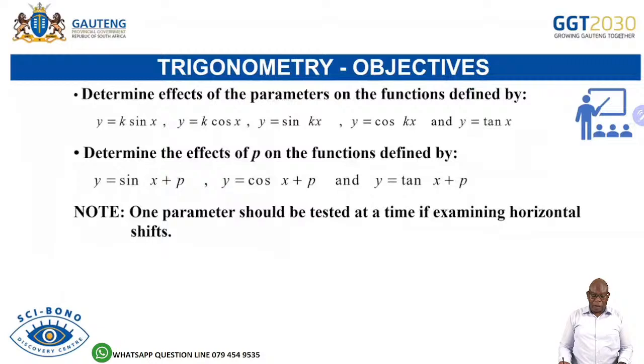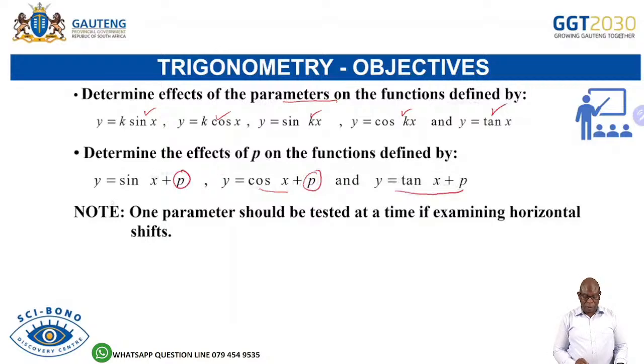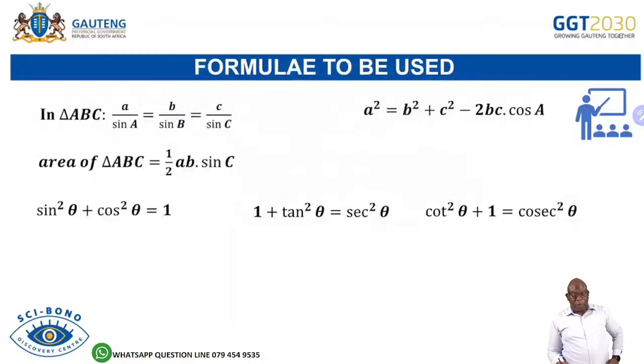Now, if you look at the next one, it will be the parameters of the function. Remember, these are the functions that will be given to you, and we need to work with these functions. The effects of P on these functions: we are just going to add the P on that function. But on these ones here, you see we have a K, and a K, and a K, and there we have a K. So one parameter should be tested. In other words, you're only going to get a question whereby only one parameter is tested, with the horizontal shift especially.